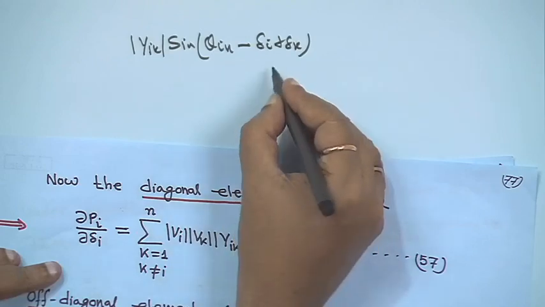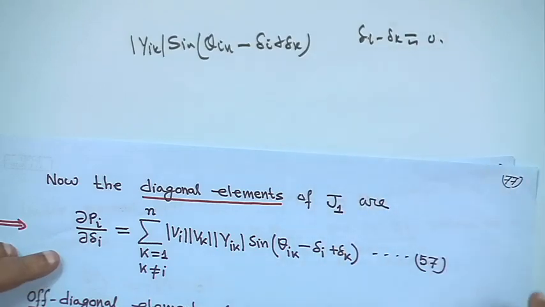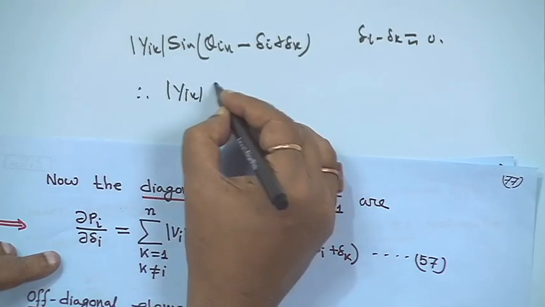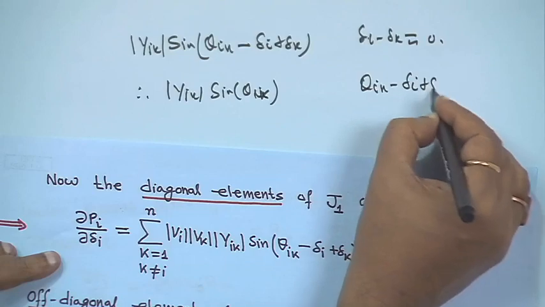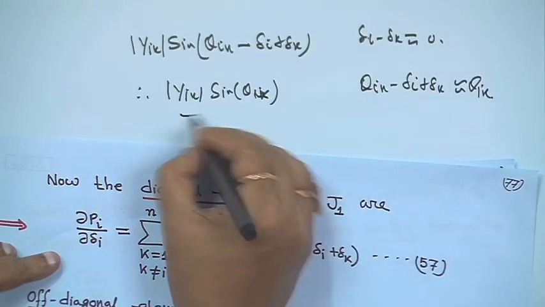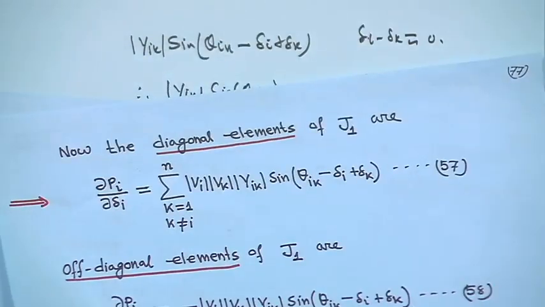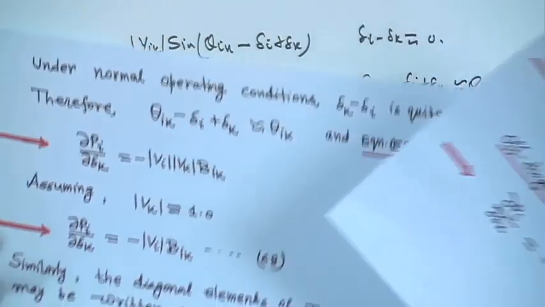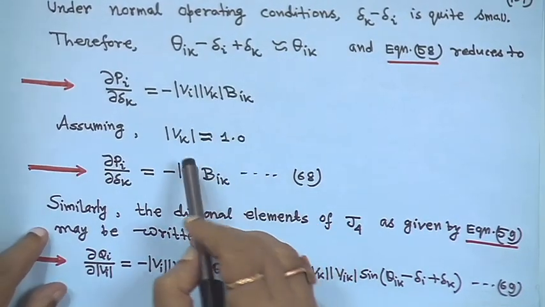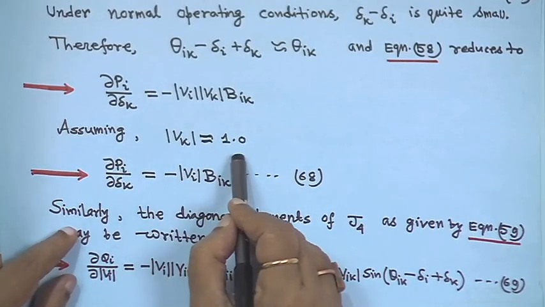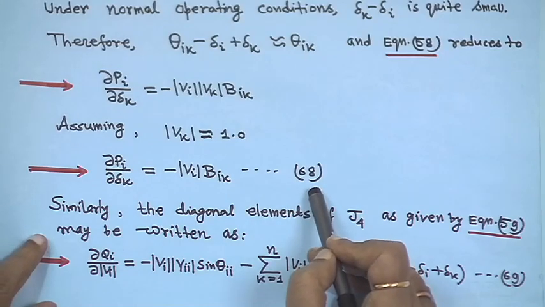So, what we are taking is that delta i minus delta k, the difference is very small. So, that means this can be taken as sin theta ik, because theta ik minus delta i plus delta k is approximately equal to theta ik. This Yik sin theta ik is equal to your Bik. Therefore, this one is minus Vi Vk Bik. Again making an assumption, assuming Vk is approximately 1, delta Pi upon delta k is equal to minus Vi Bik, this is equation 68.